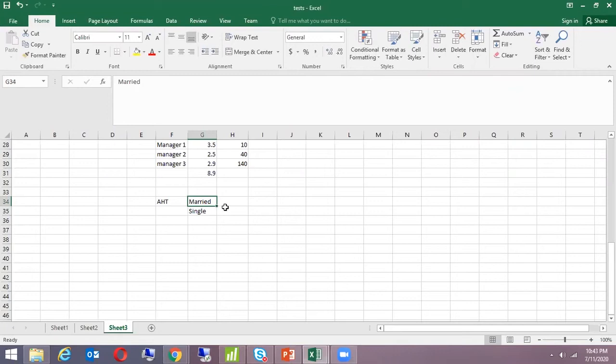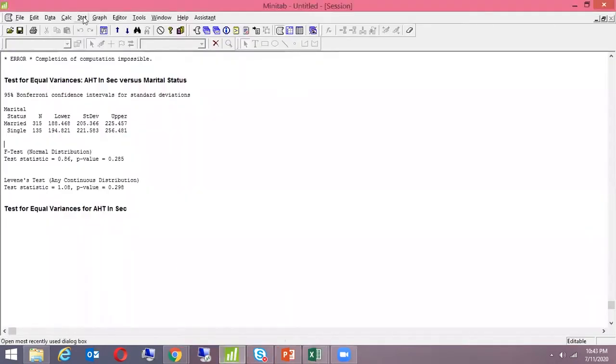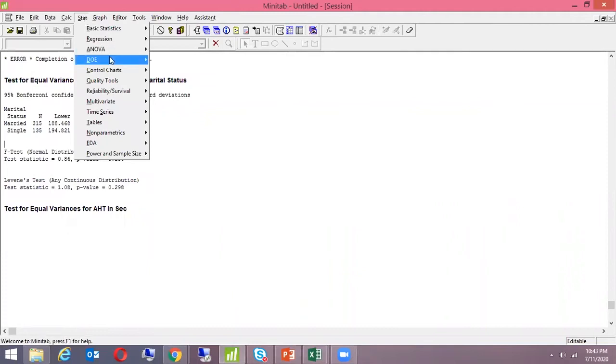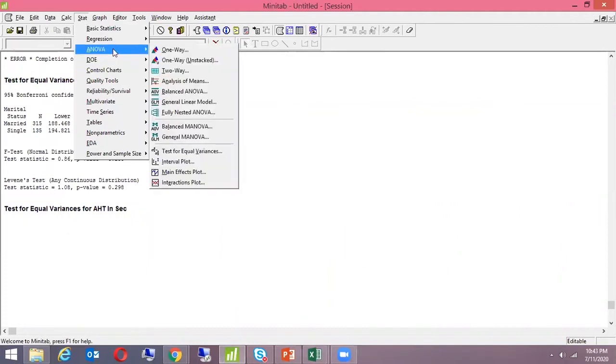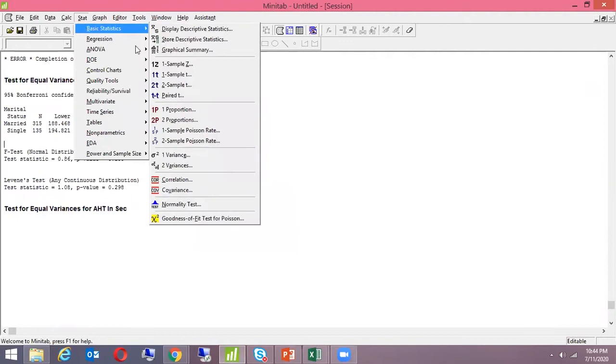Married and single are two groups, so two groups are considered. Then two sample T. So I can either do two sample T or I can do Mann-Whitney, depending upon whether the data is normal or not normal. So I will go to Stats, sorry, it was Stats, Basic Stats.